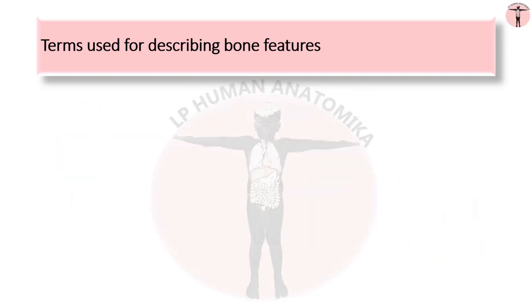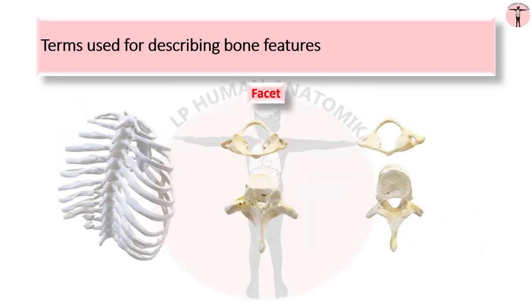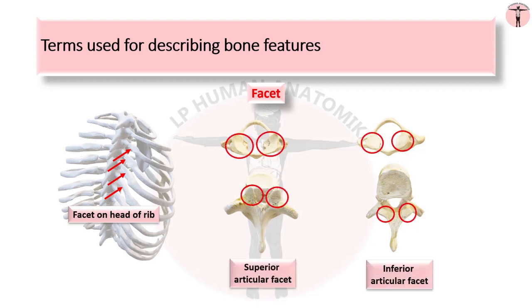Facet is a small flat area for articulation such as the facet on the head of rib articulating with facet on transverse process of vertebra. Superior and inferior articular facets on the vertebral body.